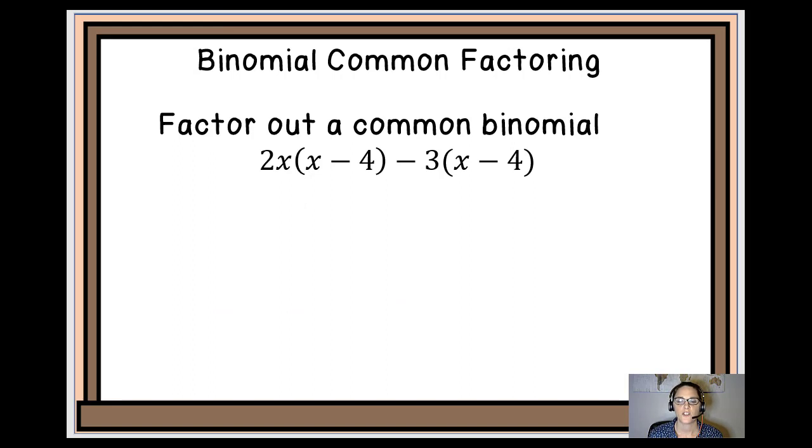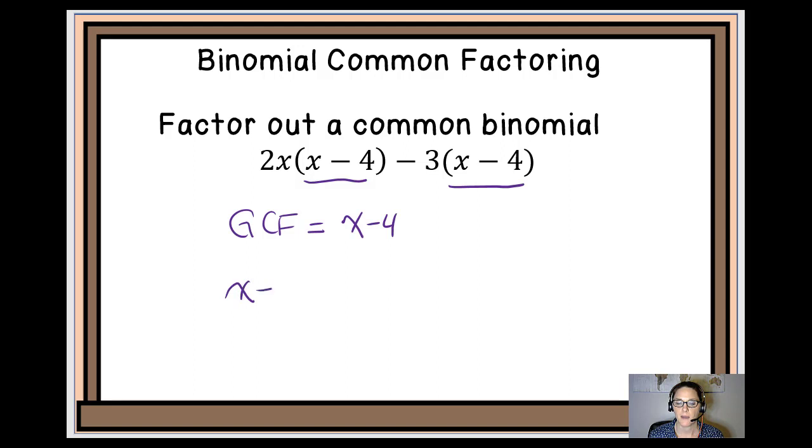The next series of questions is binomial common factoring. So we're going to factor out a common binomial. If you look at each of those parts, those factors, we have a common x minus 4 that's in the bracket. So what we're going to do is think of that as our GCF, our greatest common factor, which is x minus 4.